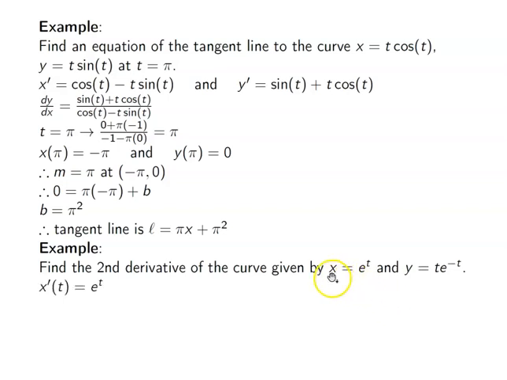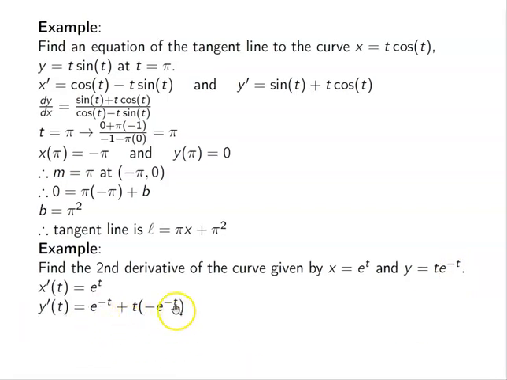Okay. So for x, very simple. It's just the derivative is its own function, right? So that's e to the t. For the second one, we're going to have to do the product rule again, right? So I'm going to get e to the negative t as a common term on both sides, so I can go ahead and factor that out.